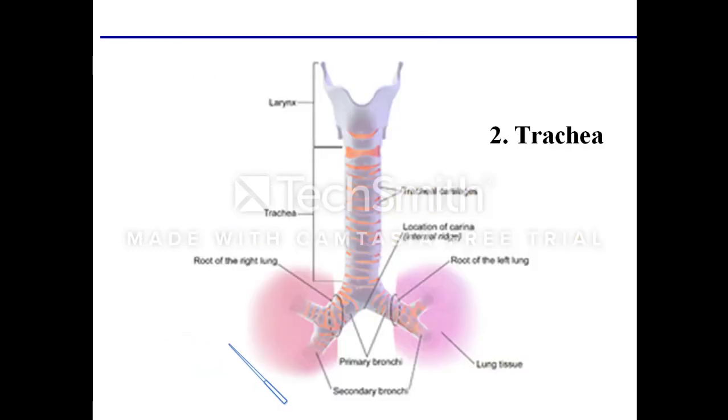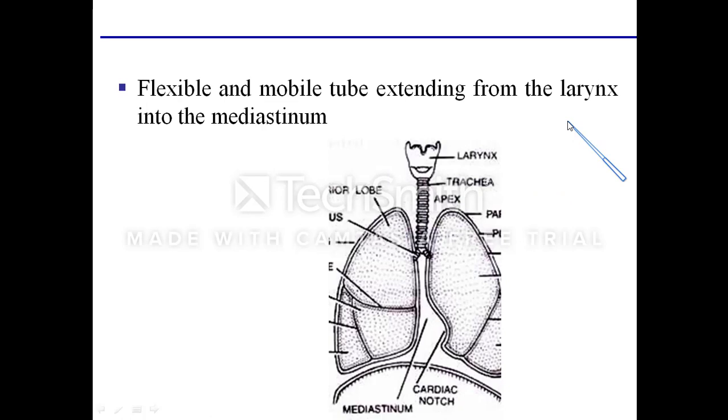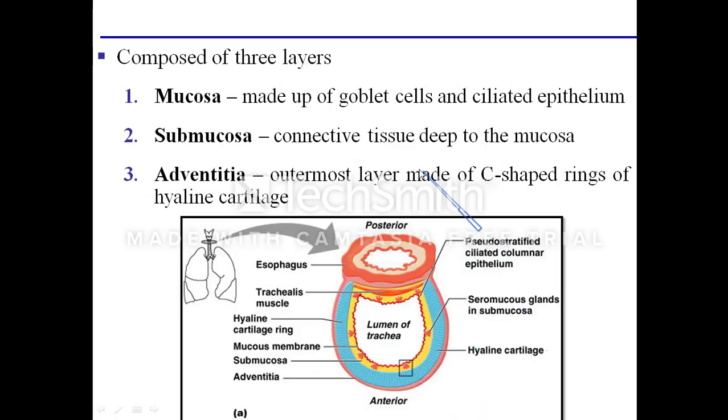Now, after completion of the larynx, the second part of the lower respiratory system is the trachea. The trachea is a flexible, mobile, tube-like structure which is connected to the larynx superiorly and extends up to the mediastinum.